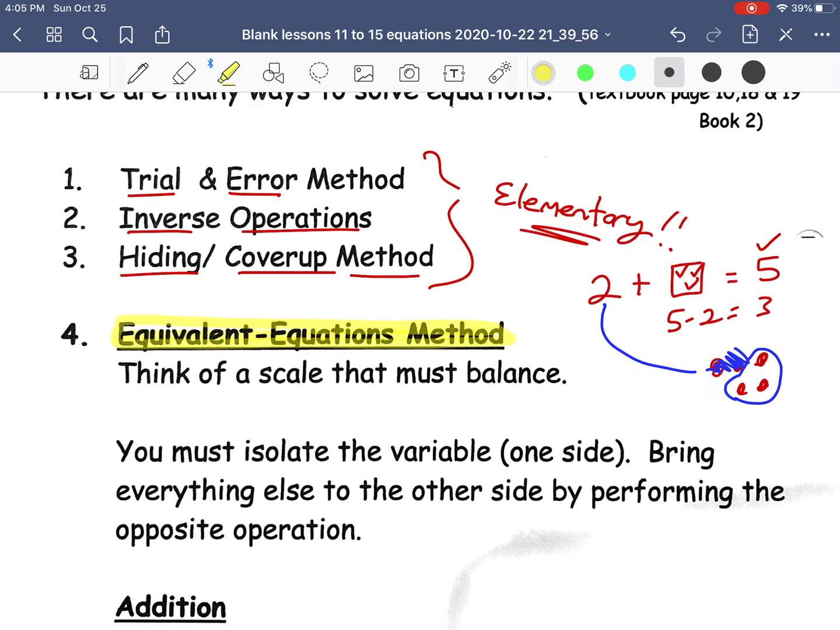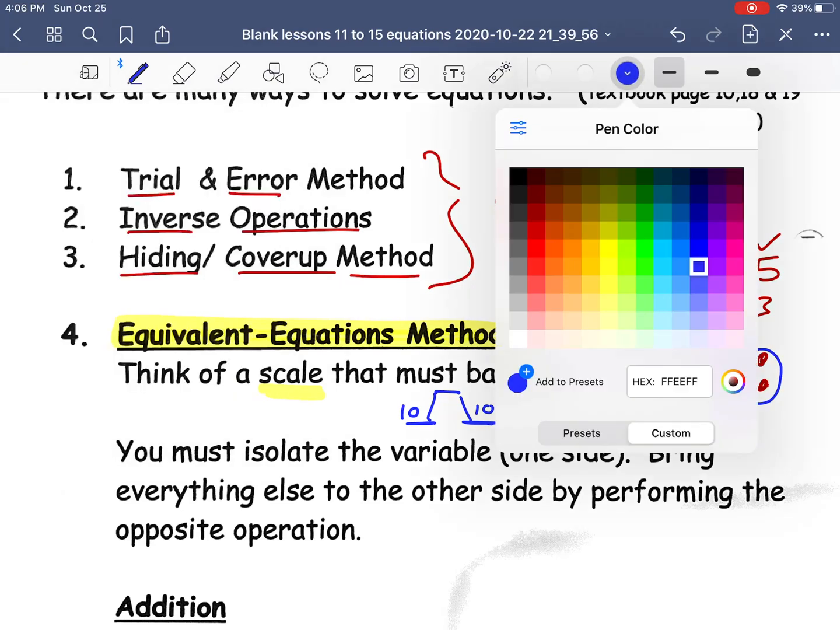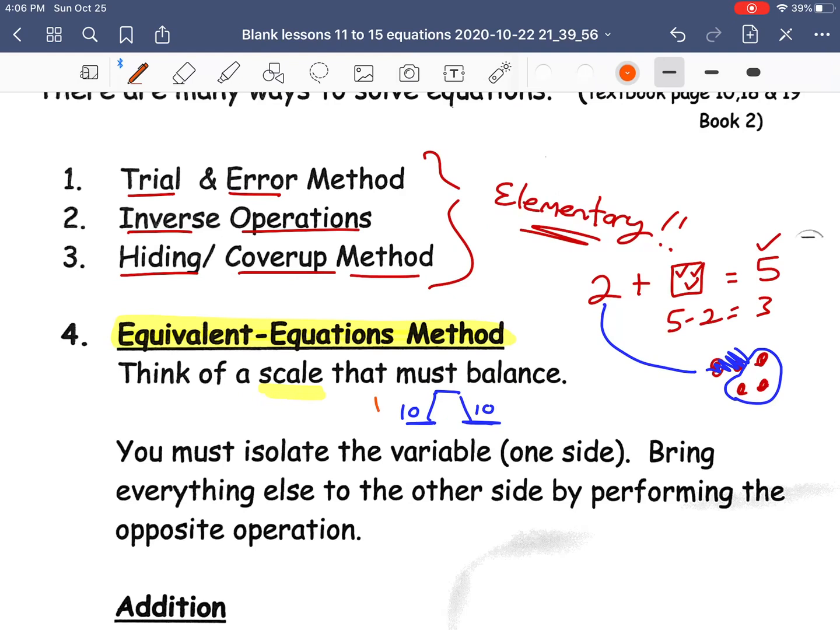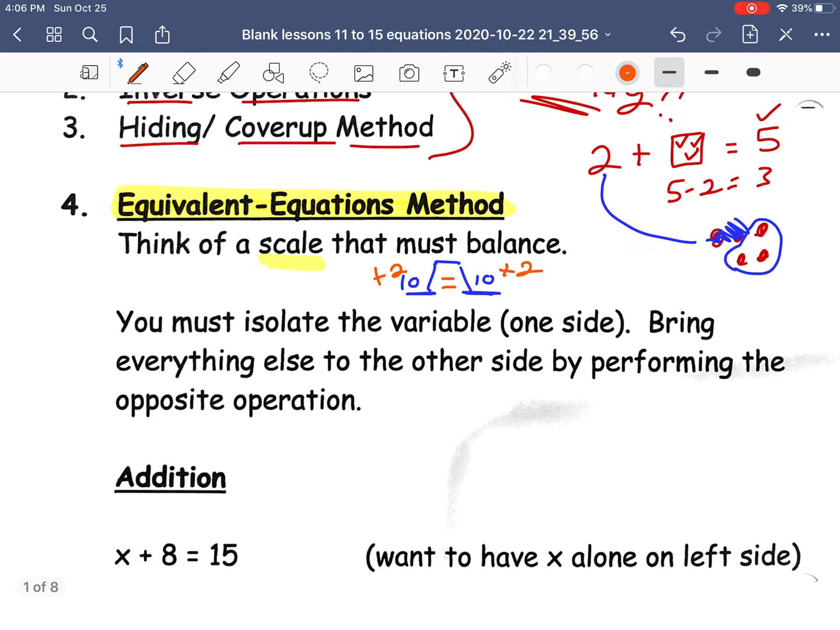This method is really keeping everything balanced like a scale. For example, as simple as if I have a very rough looking scale, so I have a scale on this side and a scale on this side. If I already have 10 pounds on each scale, it means it's balanced. That means if I add a little +2 on this side, and we're going to think this is my equal sign to keep things balanced, if I add 2 on this side, I must also add a little 2 on the other side to keep it really balanced. So keep that in mind whenever we're solving equations. What you do on one side, you must do to the other side.